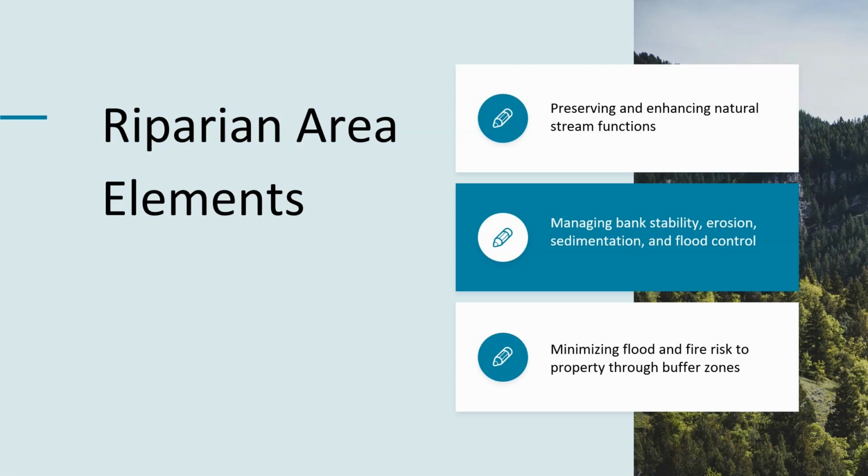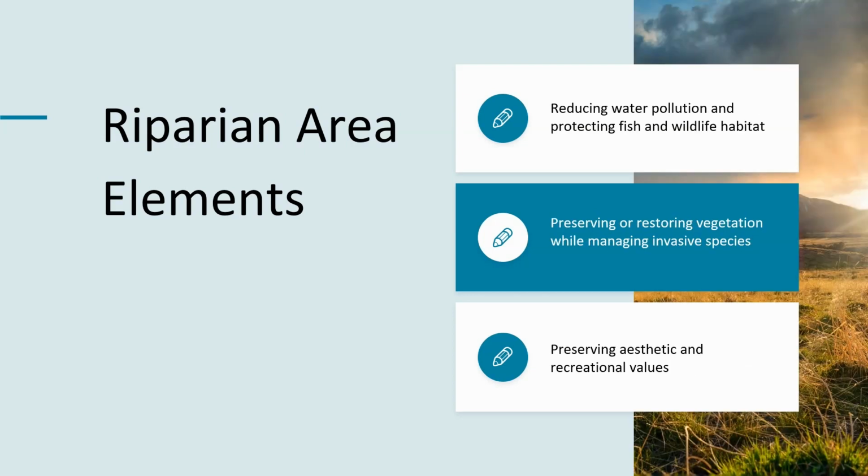Did you see how all of this is taking into account what we've been talking about earlier in this presentation? The whole idea of what a riparian area does and how we, in an urban environment, can capture those benefits and support the restoration of these areas. Reducing water pollution and protecting fish and wildlife habitat, preserving or restoring vegetation while managing invasive species, and preserving aesthetic and recreational values. These elements are what make a riparian area a thriving part of your urban environment. So here are some of the strategies.